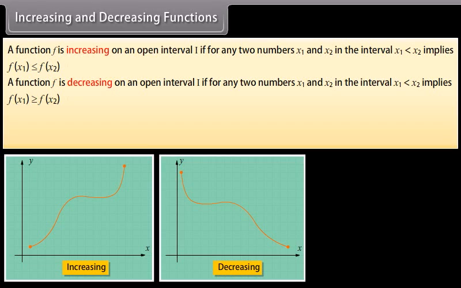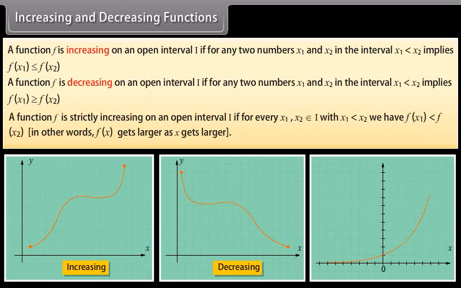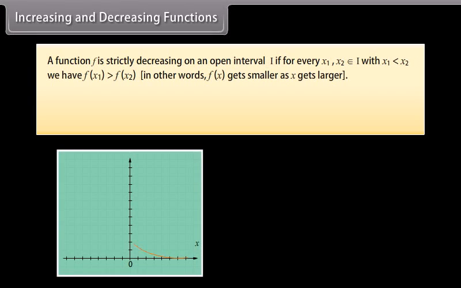A function f is strictly increasing on an open interval I if for every x1, x2 belonging to I with x1 less than x2, we have f(x1) less than f(x2). That means f(x) gets larger as x gets larger. A function f is strictly decreasing on an open interval I if for every x1, x2 belonging to I with x1 less than x2, we have f(x1) greater than f(x2). That means f(x) gets smaller as x gets larger.